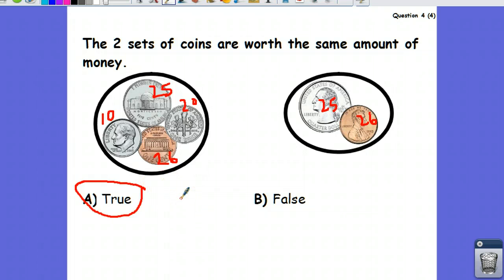Well, that is our money review for today, and in our next lesson, you will be doing some shopping and buying some things at the store.